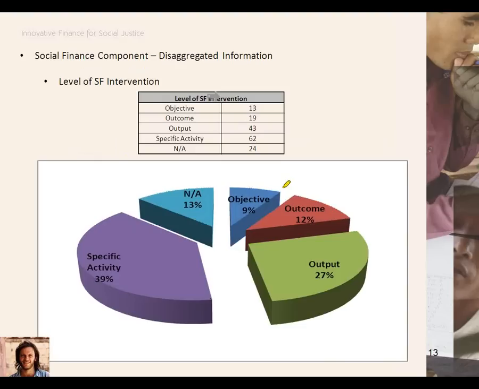Another quantitative finding that I think is very relevant, probably one of the most important, is the level of social finance intervention. This means at which level we found the social finance component within the technical cooperation. An interesting reflection here is that as the level of intervention becomes less important, the technical cooperations found for each level increases. That is why we see that most of the interventions are only at the level of activity and only a few are at the level of objective. And of course, at the level of objective are mainly the social finance program interventions.